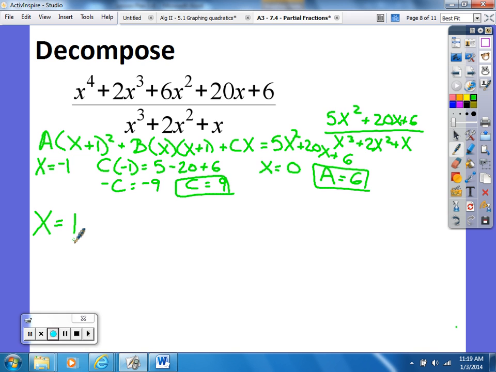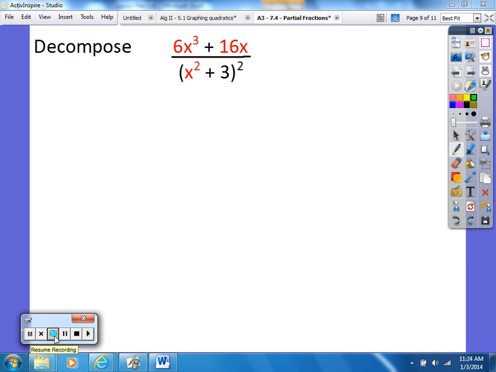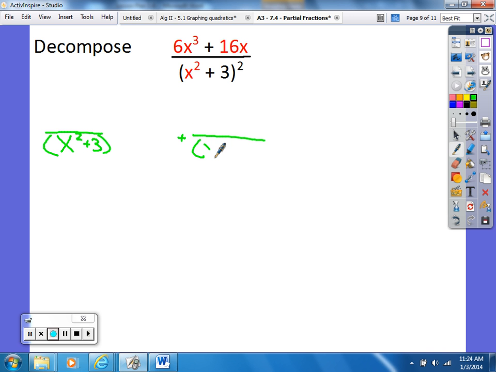Go ahead. The bottom's already factored for us. When we see a squared on the outside of parentheses, what did we learn before? We actually have to write it without the square and with the square. Okay, so let's do that on the bottom real quick. So x squared plus 3. And then on the other one would be x squared plus 3 squared. You're just going to make your life miserable if you expand the square, because then you'd have to factor it again to get back to this.